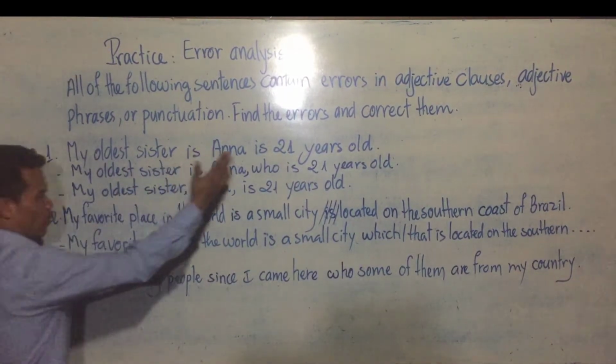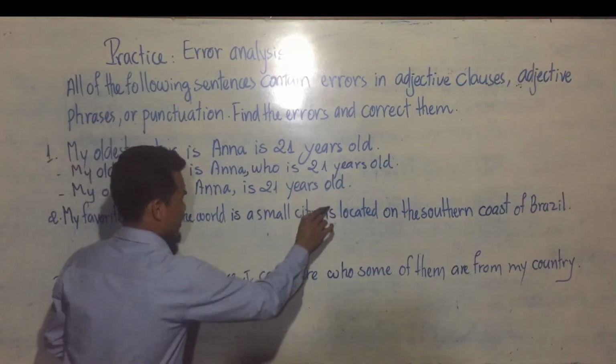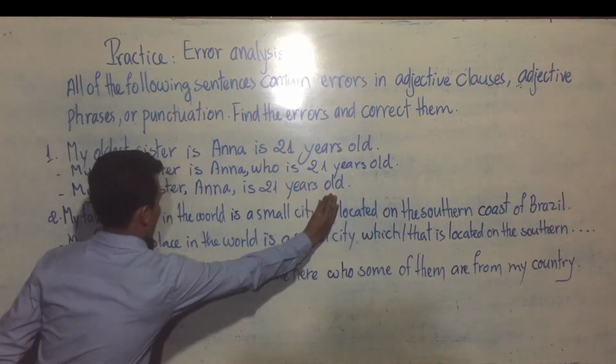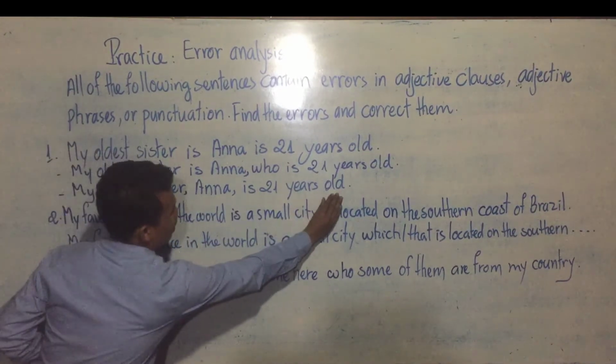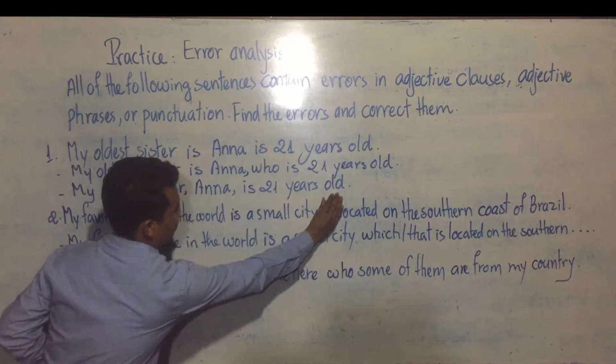Number two, the first one, you only delete it. Everything is okay. So we can write, my favorite place in the world is a small city located on the southern coast of Brazil.